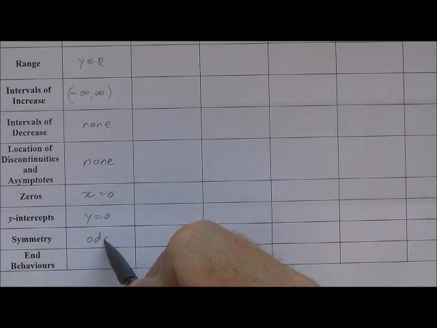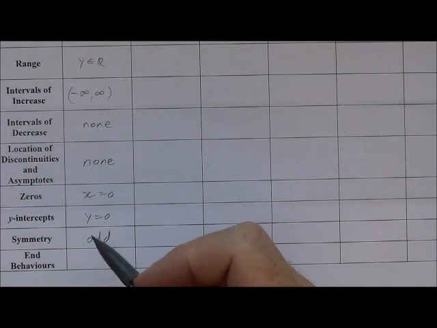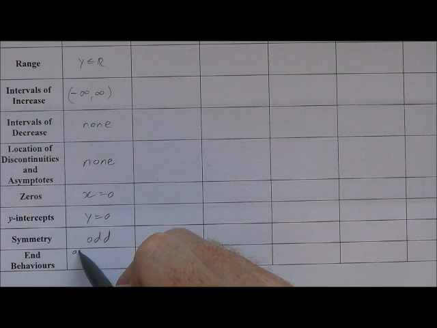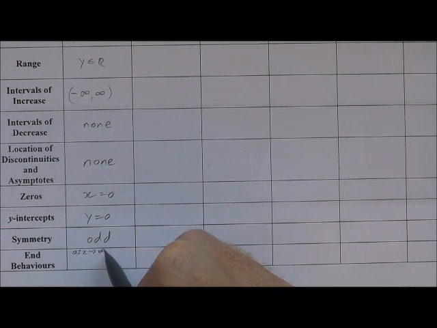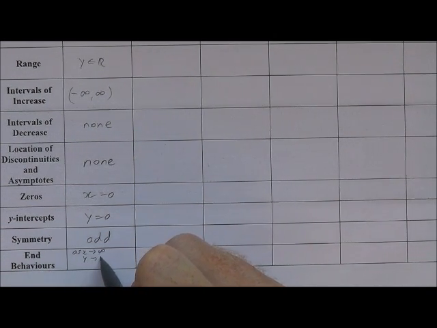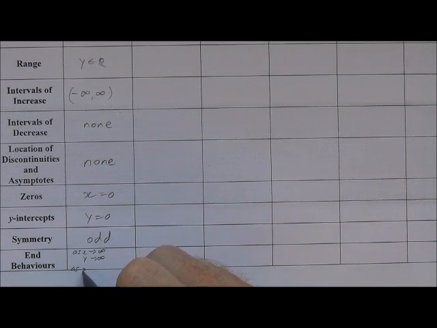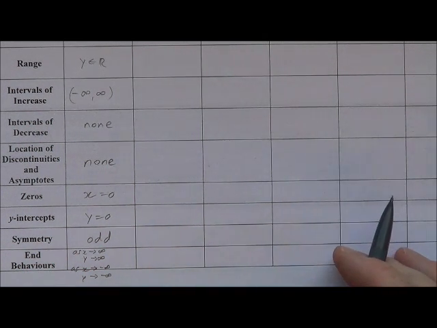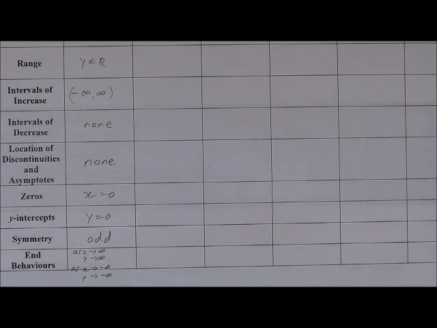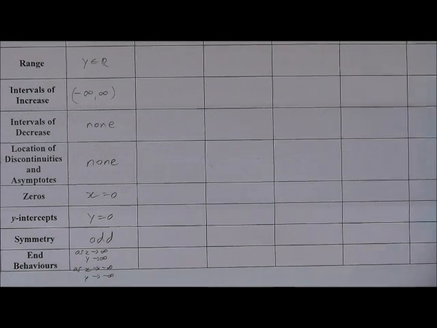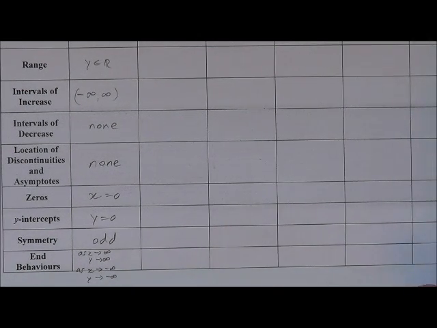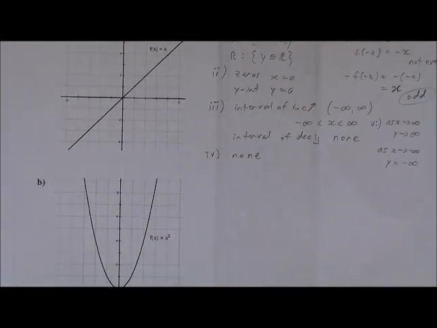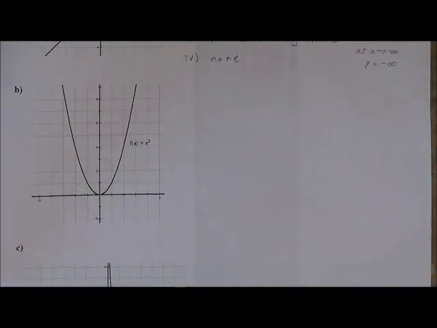Symmetry is odd, as we just found, and then end behaviors: as x approaches infinity, y approaches infinity, and as x approaches negative infinity, y approaches negative infinity. Okay, so that's the first column of the table of properties. Then we'll go on to part B.